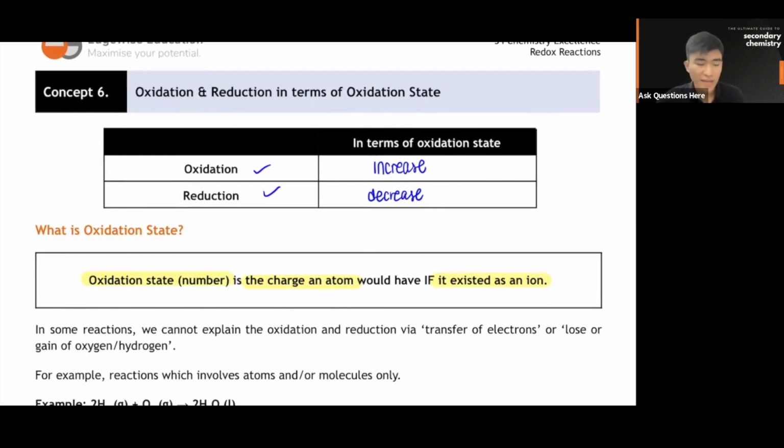But first off, I need to tell you why it is that, just now, while we learned about oxygen, hydrogen and electrons, they are not so useful, and oxidation state is the most powerful one. Why is this the most powerful? I'm going to show you now.